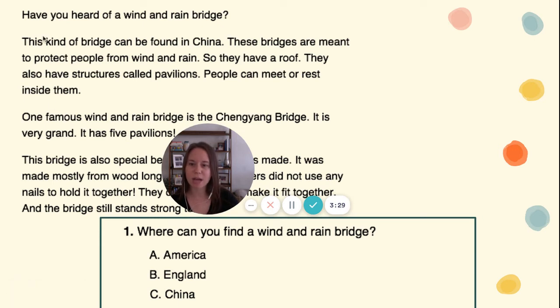Let's see. I'll start from the top and just sort of skim my way through. Have you heard of a wind and rain bridge? That doesn't talk about where the bridges are. This kind of bridge can be found in China. Oh, well, there it is. My answer choice. C, China. It's right there in the text. So I know the answer to this question has to be C.